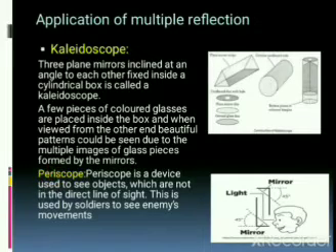So a periscope is a device used to see objects which are not in the direct line of sight. This is not the direct line of sight. So this person is using this periscope to see the person who is not in the direct line of sight. This is mainly used by soldiers to see enemy movement.